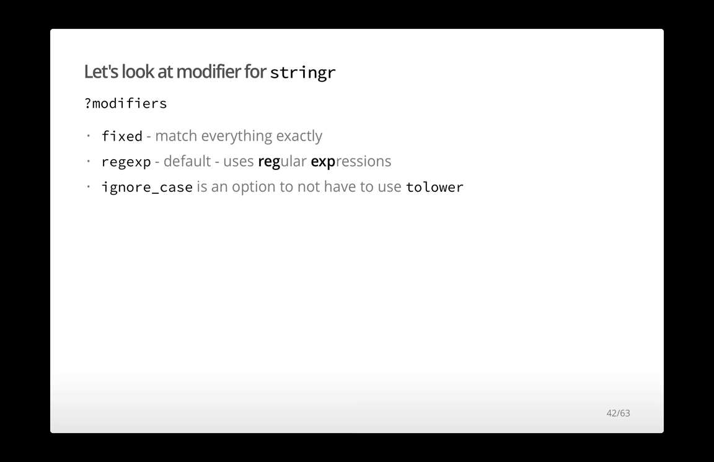If you look at the help file for modifiers, so type question mark modifiers in R and look at the help file, these are the three modifiers. So fixed, again, we talked about before, says, I want you to match this exactly. Just treat it as a string. It's almost identical to using Command F or Control F for find on your computer. Regex, which is the default, says, use regular expressions. And ignore underscore case is an option so that you do not have to use, you know, to lower, to upper. It will ignore the case and match whatever you're doing. If you set that to be false, it will do exact case matching. So if you say J-O-H-N all lowercase, it will not match anything that is an uppercase J.